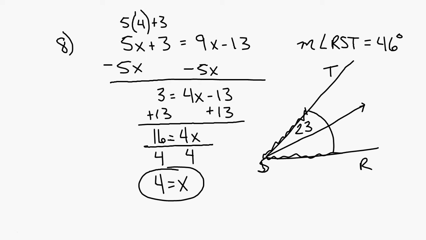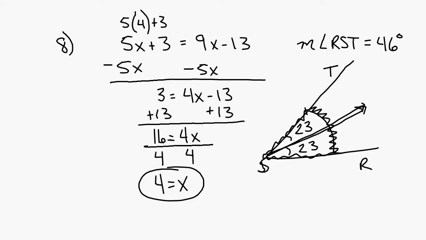Any questions on that problem? Remember, if this is an angle bisector, these two angles are equal to each other. If the one on the top is 23, the bottom is 23. If you multiply 23 by 2, it gives you the whole angle, which was the question that was asked. That was number 8.